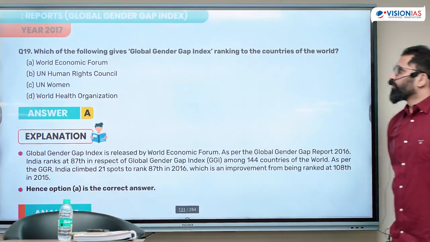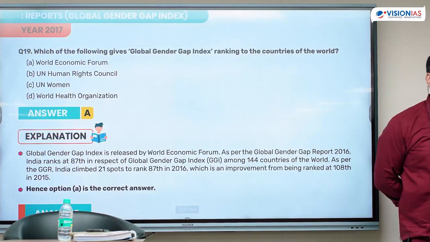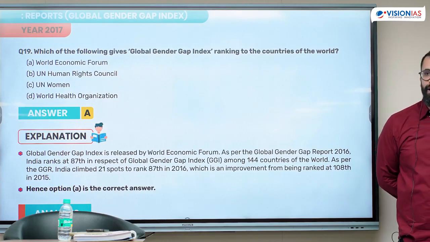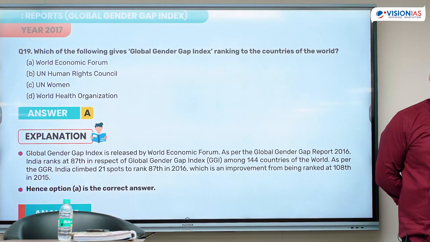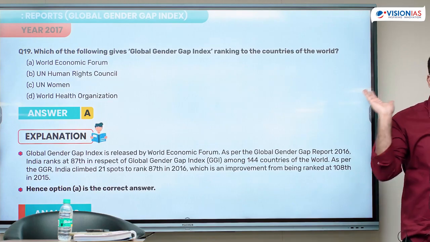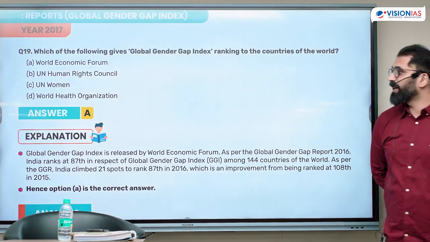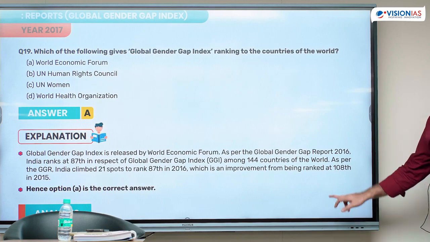Which of the following gives the Global Gender Gap Index? Indices and reports recently covered in news are covered every year. Gender gap is repeated. Yesterday's editorial was also talking about this index only. It's released by the World Economic Forum.